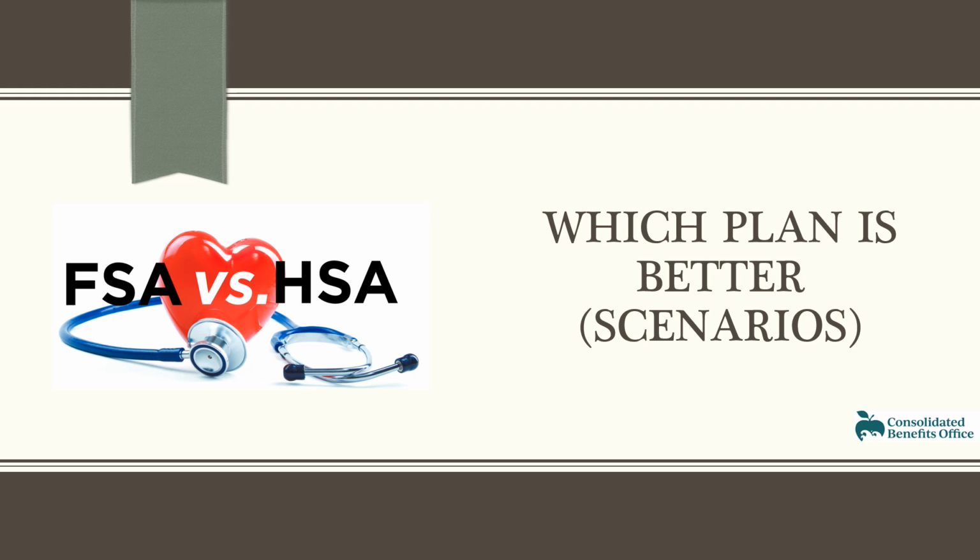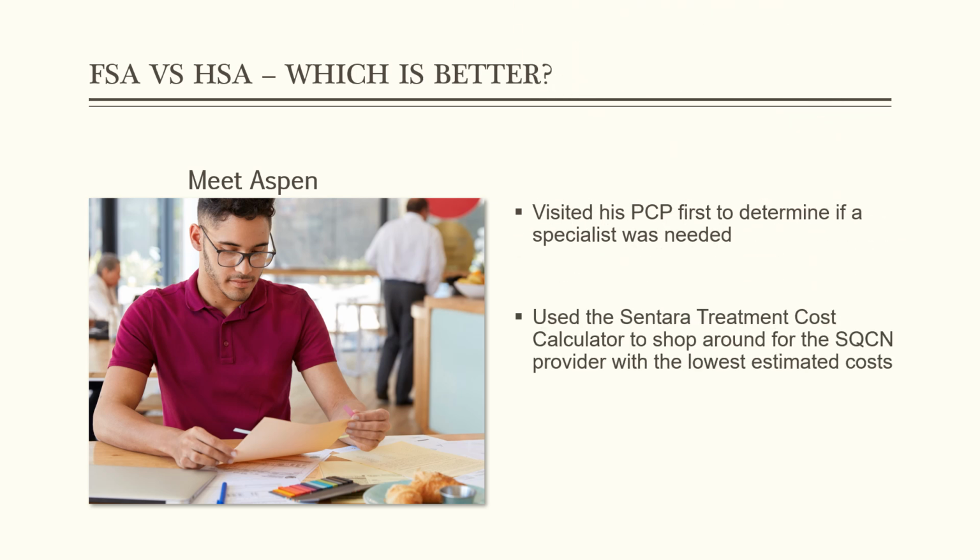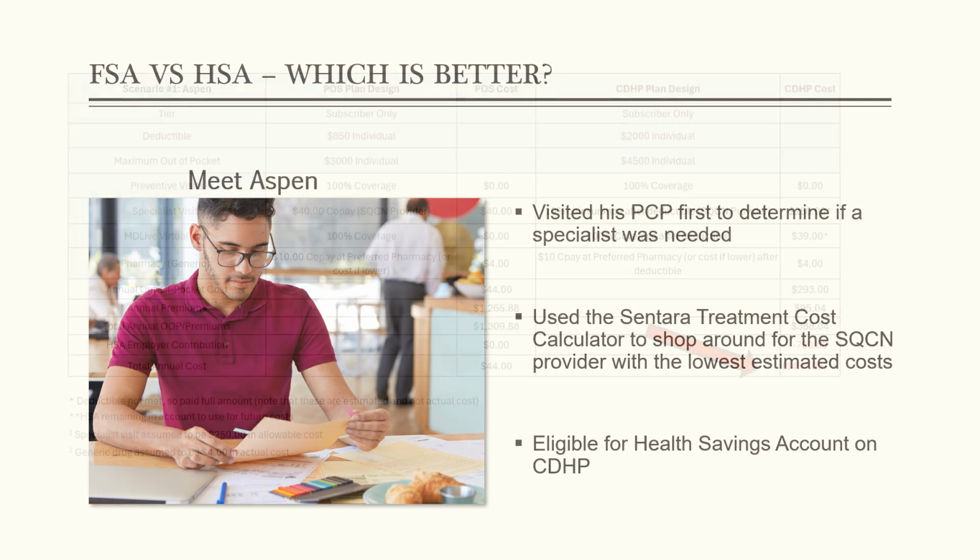To assist you in seeing how the FSA and the HSA can best fit your needs, we will review a couple of scenarios. Meet Aspen. He visited his PCP to determine if a specialist was needed. He also used the Centera treatment cost calculator to shop around for a provider with the lowest cost. Aspen meets the eligibility rules for the health savings account.